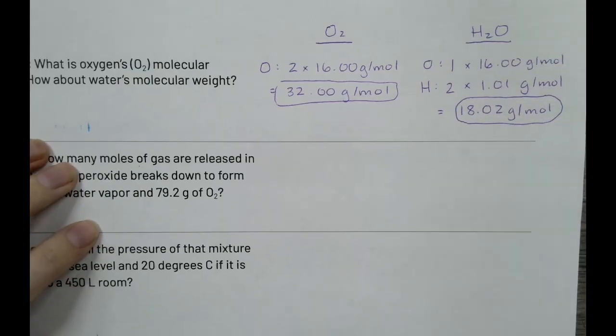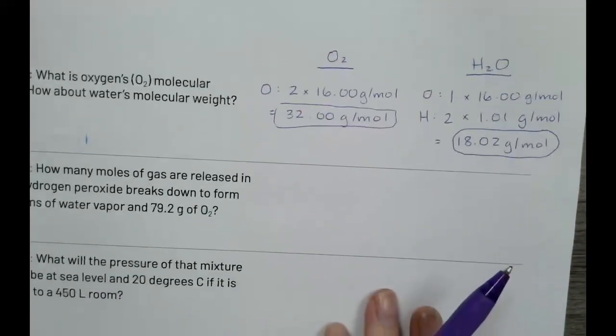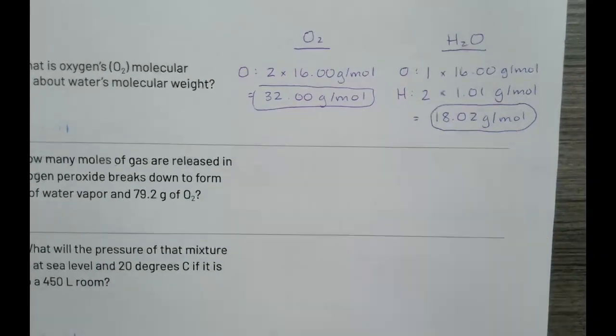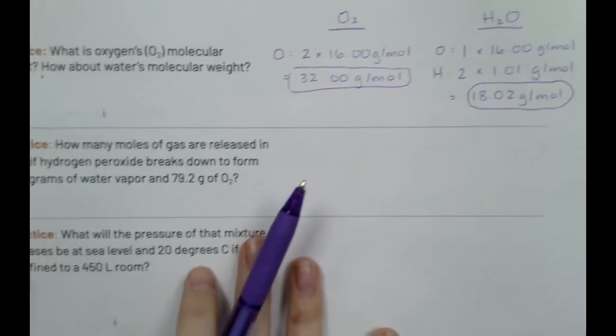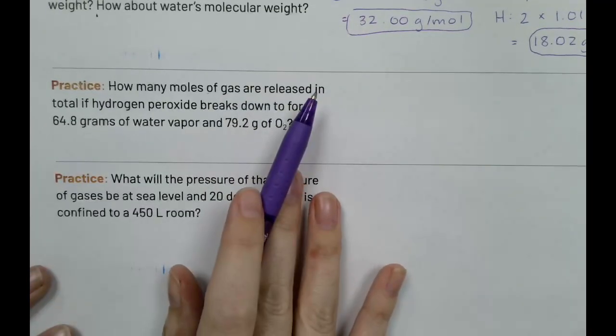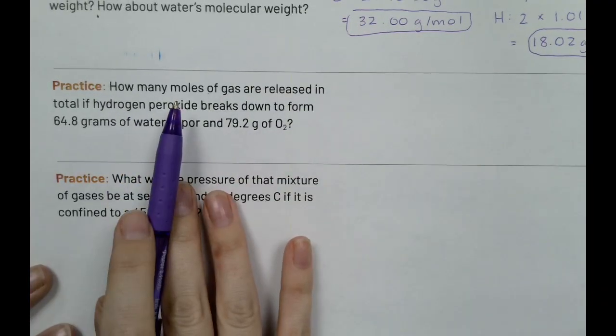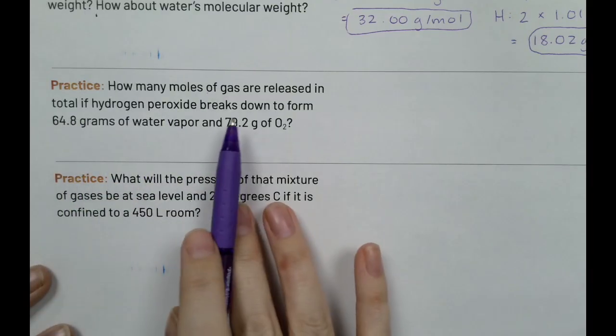All right, so we've got our molecular weight, molar mass, same thing for oxygen gas and water. It's water vapor. It's the same thing. So our next question is, how many moles of gas are released in total if hydrogen peroxide breaks down to form 64.8 grams of water vapor and 79.2 grams of O2?